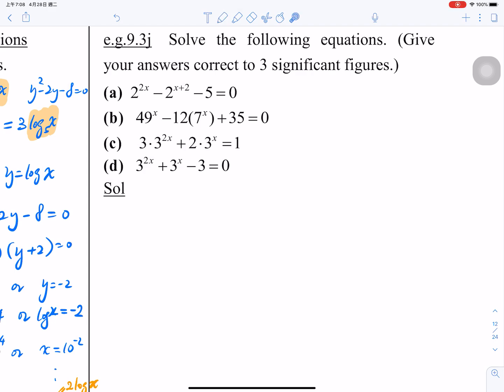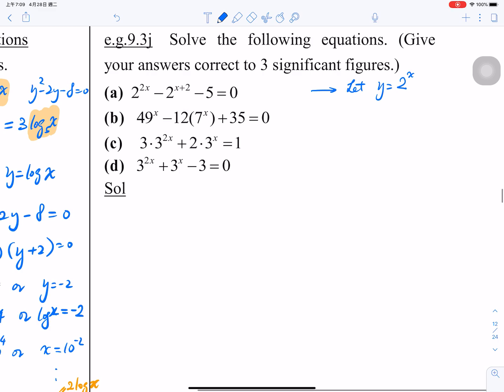Example 9.3j. Solve the following equations. Give your answer correct to three significant figures. You see here 2 to the power 2x plus 2 to the power x plus 2 minus 5 equals 0. Here, most of them you need to let, for example, y equal to 2 to the power x.